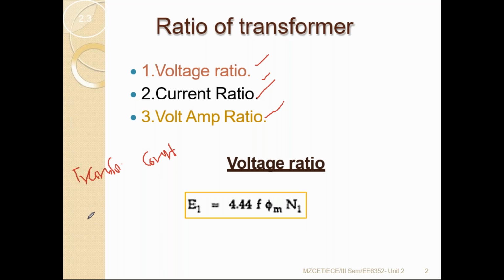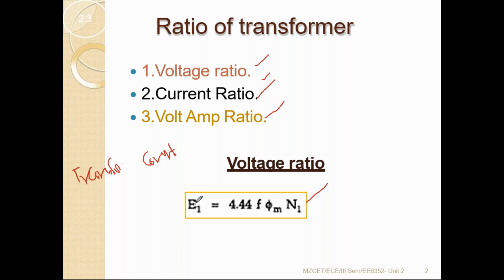And I will tell you one more statement. Transformer is a constant frequency device. True or false? False, sir. Sorry, transformer is a constant frequency device. Is it true or false? You can observe here from the voltage EMF equations.